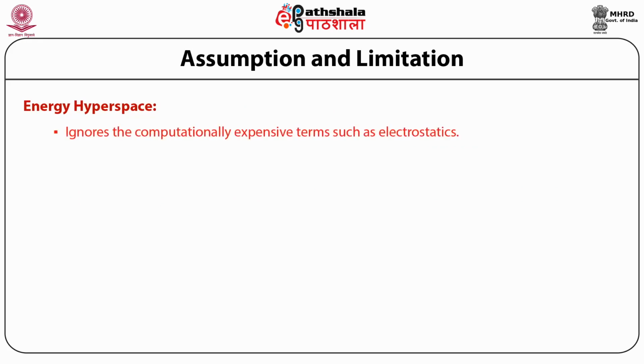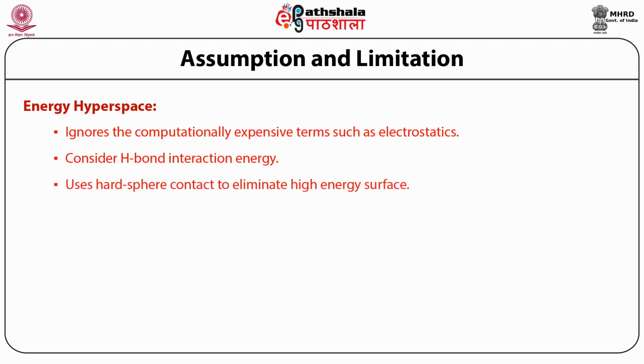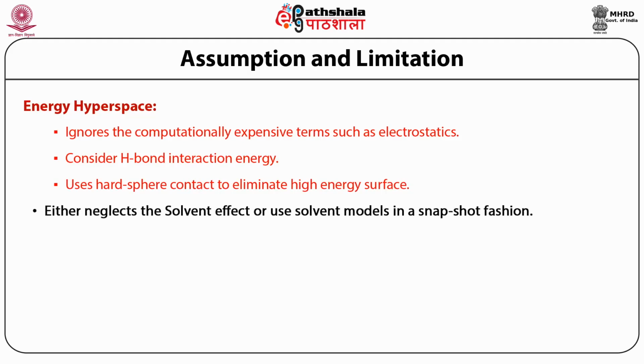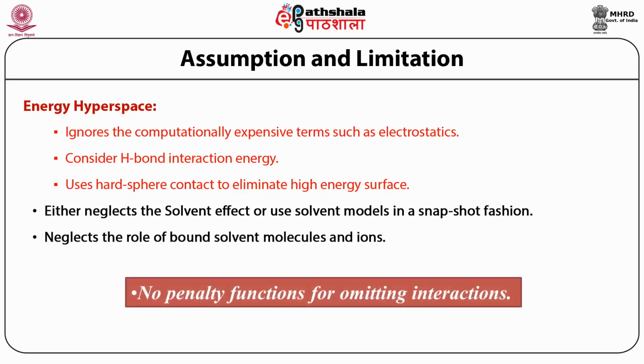One is that it does not look at very expensive terms like electrostatics, otherwise it will be very difficult. Also, it only considers hydrogen bond interaction energy, not the directionality so much. Also, it only calculates the high energy surface, which is not the preferable one, and the hard sphere concept is what should be removed. It totally neglects solvent effect. It also neglects ions, and it gives no penalty. Basically, this is the worst limitation, and it is for omitting some interactions.